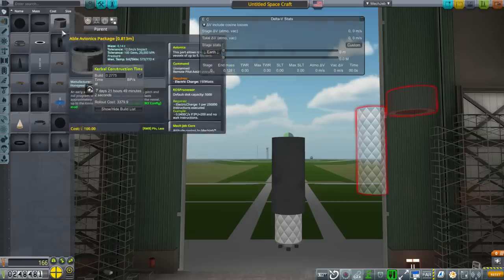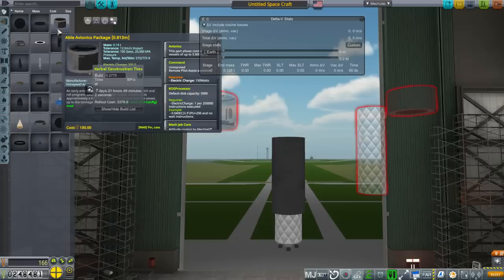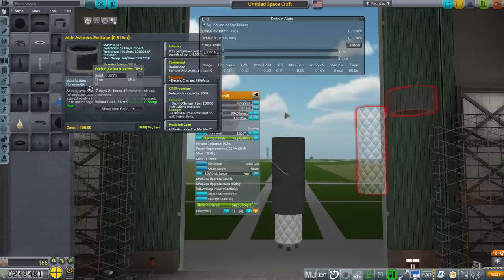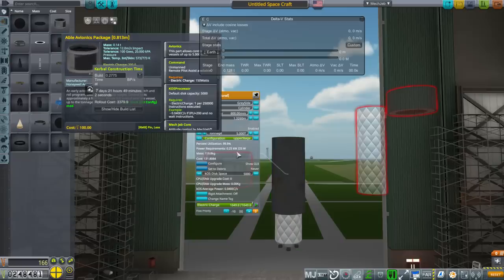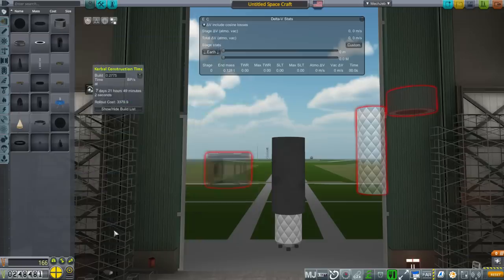And that makes sense when you take a look at the Able avionics core. That's a 5-ton core as well. That's 0.14 tons. So this is already a lot better than the Able avionics core as it is. It's a little bit physically bigger in volume, but its power requirements are less. It only requires 25 watts compared to 150 watts for the Able avionics package. And Able avionics was ultimately used for a fair amount of time, so the Able stage.